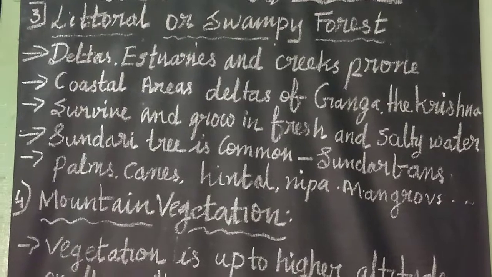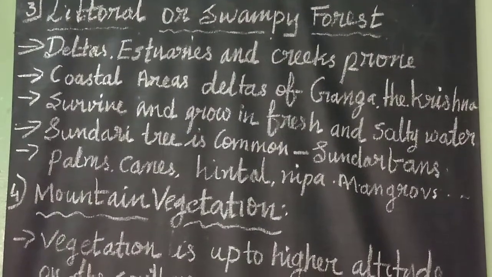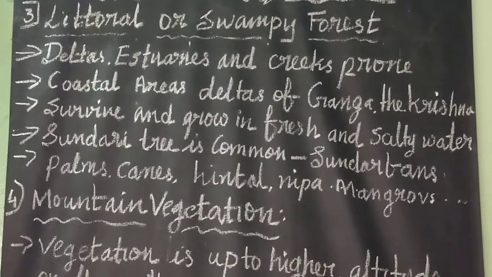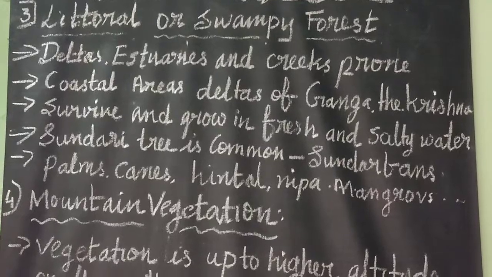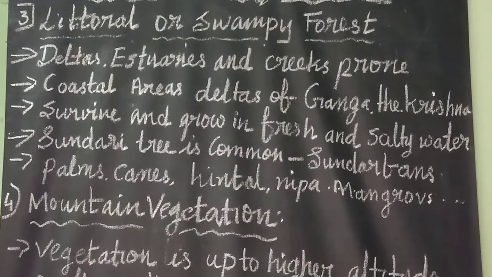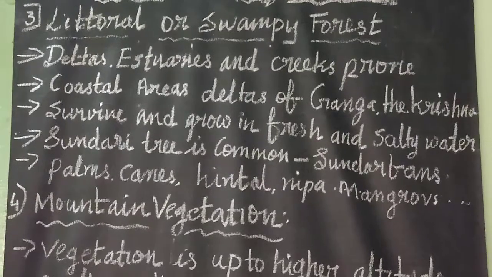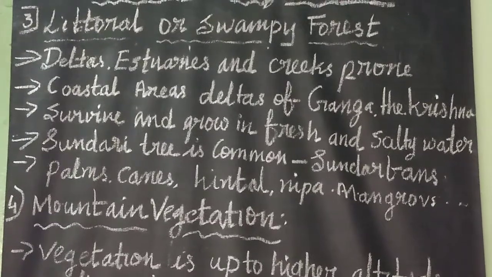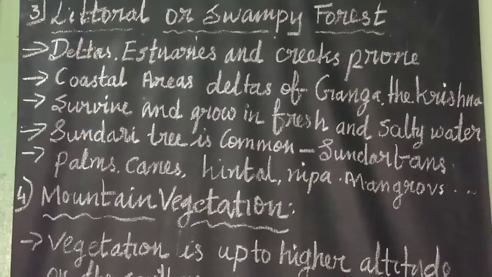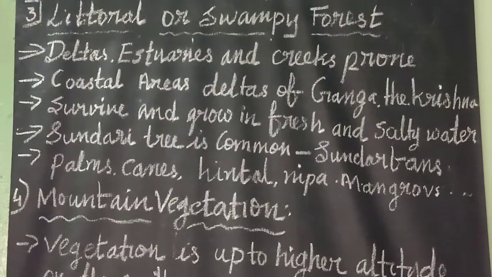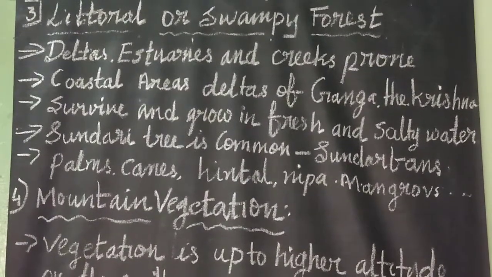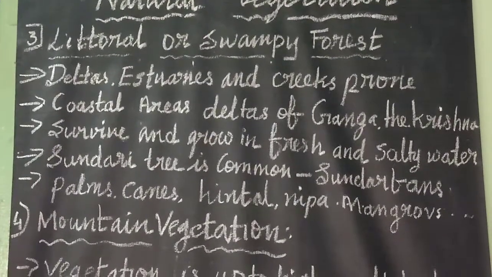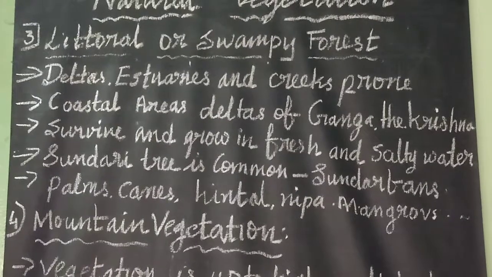Then the Sundari tree is the common tree that we can find in this area. Because of this, this forest is also named Sundarbans. The most important tree is the Sundari tree. It provides hard and durable timber, which is mainly used for construction purposes, building purposes, and making boards.